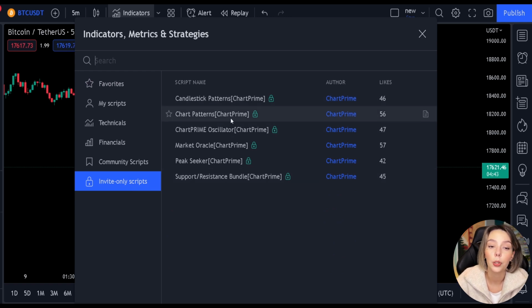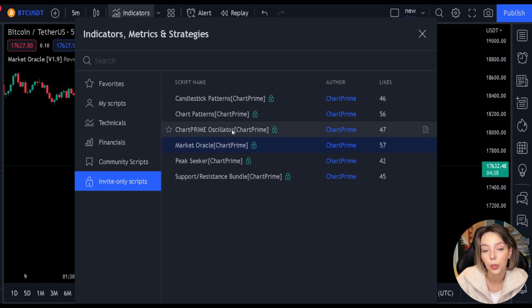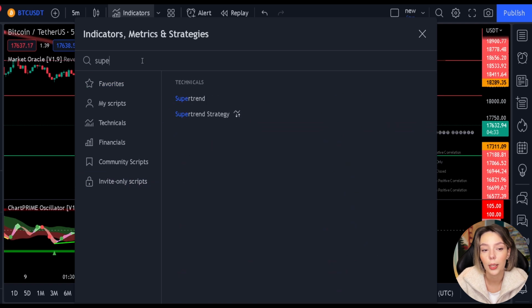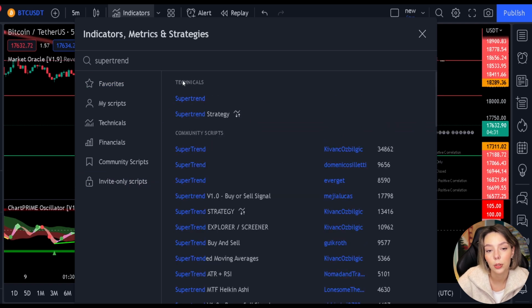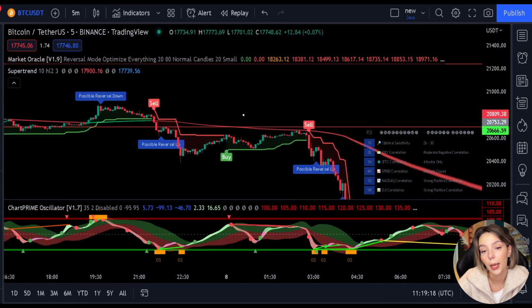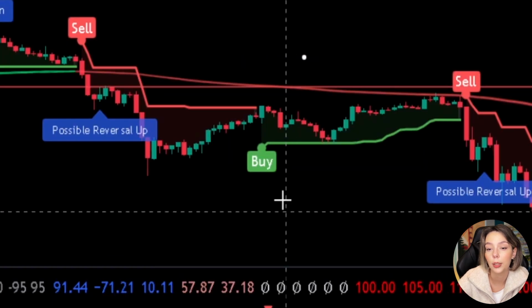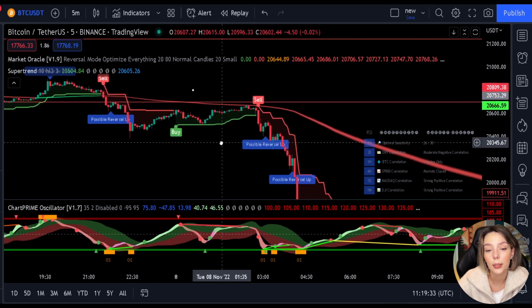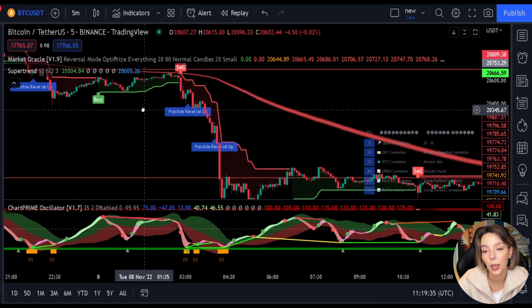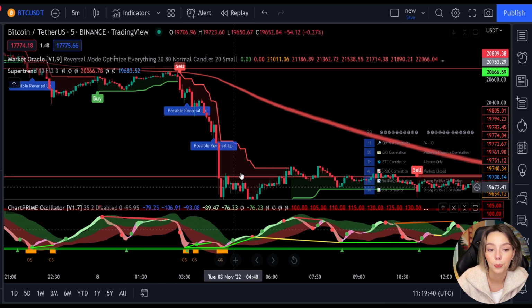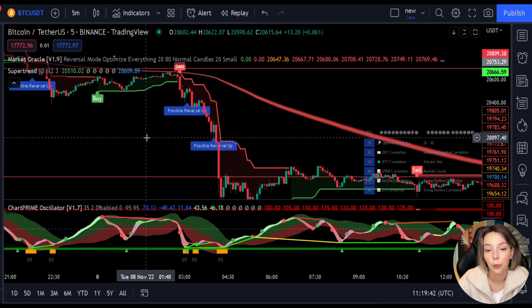Here you can find all the indicators that the Chart Prime provides. For the strategy, we need the Market Oracle indicator, the Chart Prime oscillator, and one free indicator called Super Trend by Kivanc Ozbilgic. As you can see now, our chart looks a bit messy, and also the Super Trend indicator sometimes gives us false signals. So to prevent such signals, we use the Market Oracle indicator and also use the Chart Prime oscillator to confirm the signals. Let's set up our indicators for further work.